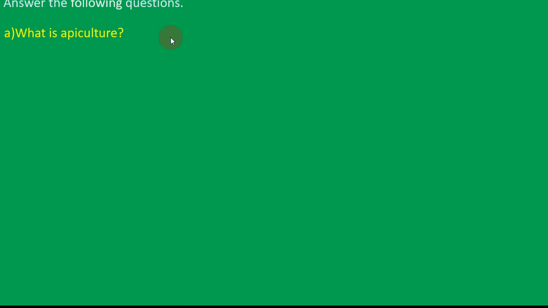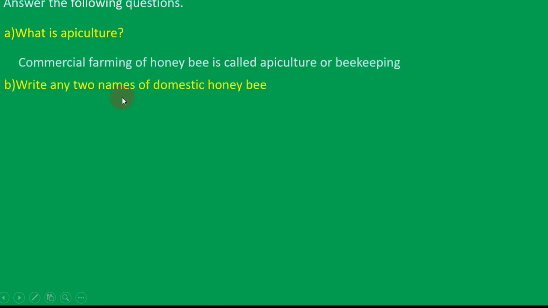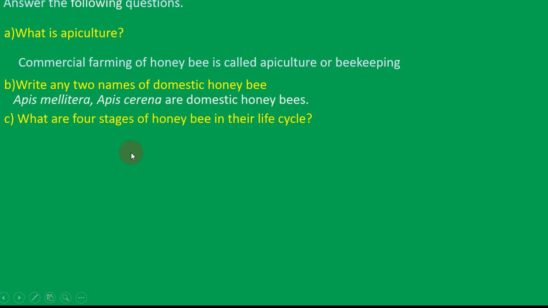Now we have some questions and answers. What is apiculture? Commercial farming of honeybee is called apiculture. Write any 2 names of the domestic honeybee. Apis mellifera and Apis cerana are the domestic honeybees. What are the 4 stages of honeybee? Egg, larva, pupa, and adult.